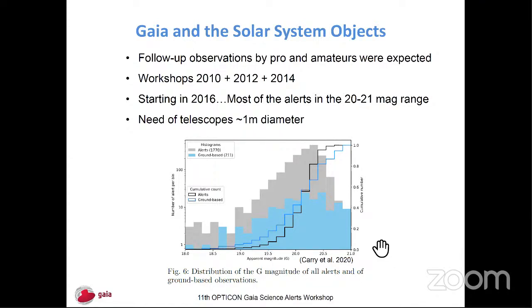On this figure, we have the histogram of the magnitude for the ground-based observations in blue, and also of the alerts that have been triggered. We see that you cannot get some detection by amateur astronomers with small telescopes.